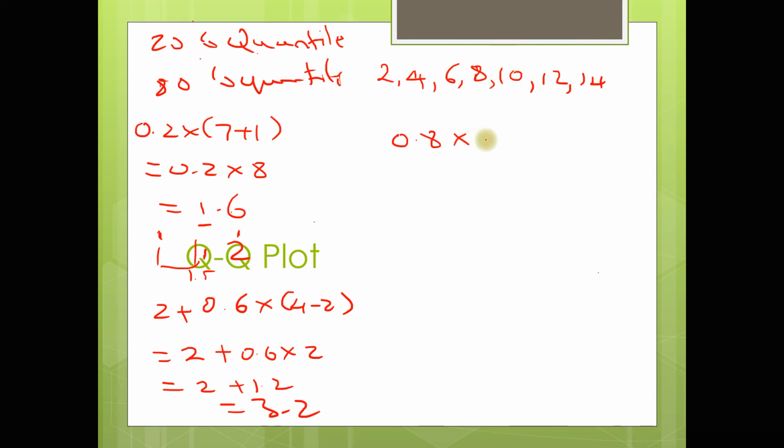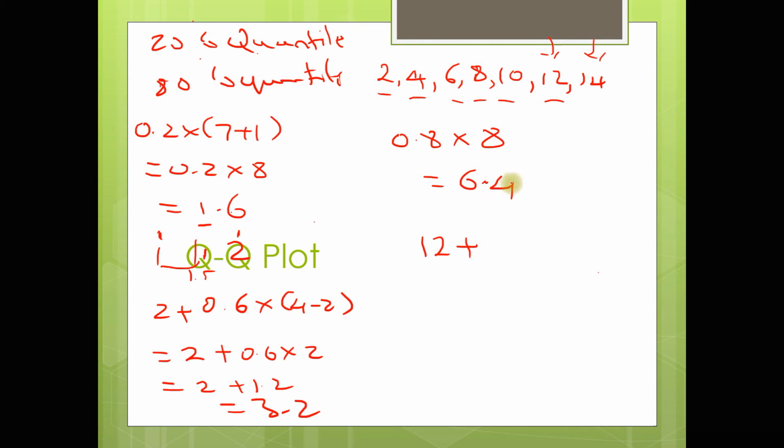So 0.8 of 8, 7 plus 1, which is equal to 6.4. And what we need to do is to find the 6.4 value. So what is the 6.4 value? 1, 2, 3, 4, 5, and 6. So 6 is here, 12, and then you have 14 here. So what we want to do is to find the 6.4. Obviously, we already found the 6 value. The 6 value is 12.